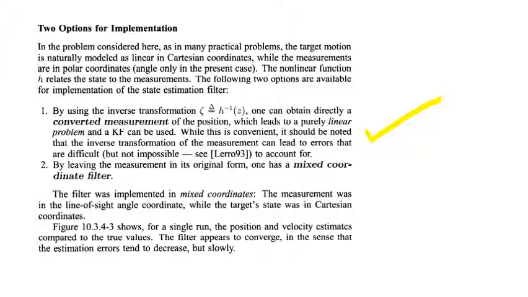Then the second option, but obviously I've told you that it has its own inherent problems. In the first approach, because the relationship after conversion is linear, we will use the Kalman filter only. In the second option, we do not convert the initial measurements from cylindrical to Cartesian. So what we do is use an extended Kalman filter, because now the measurement equation is nonlinear. We linearize the measurement equation and use it wherever we need.